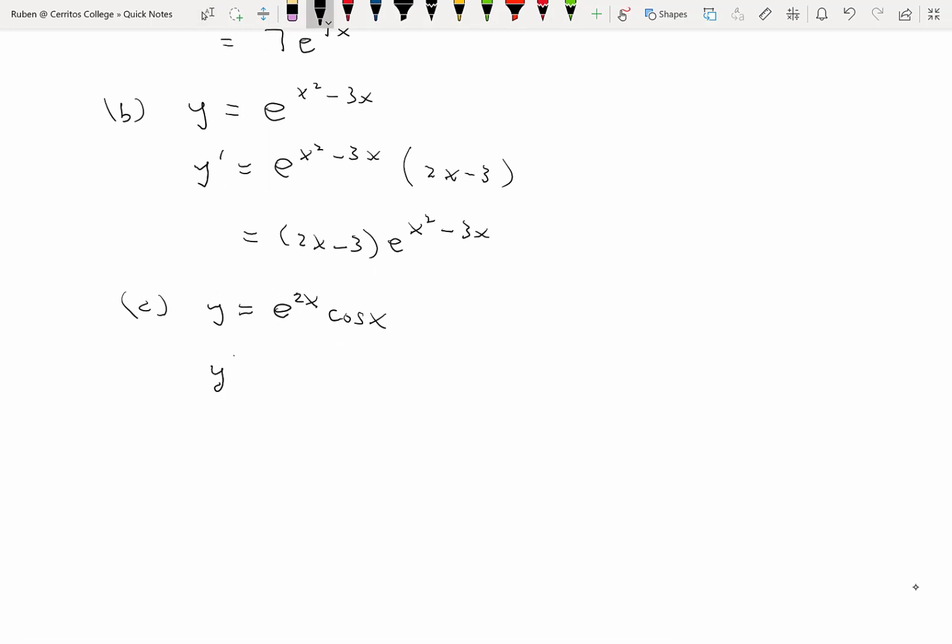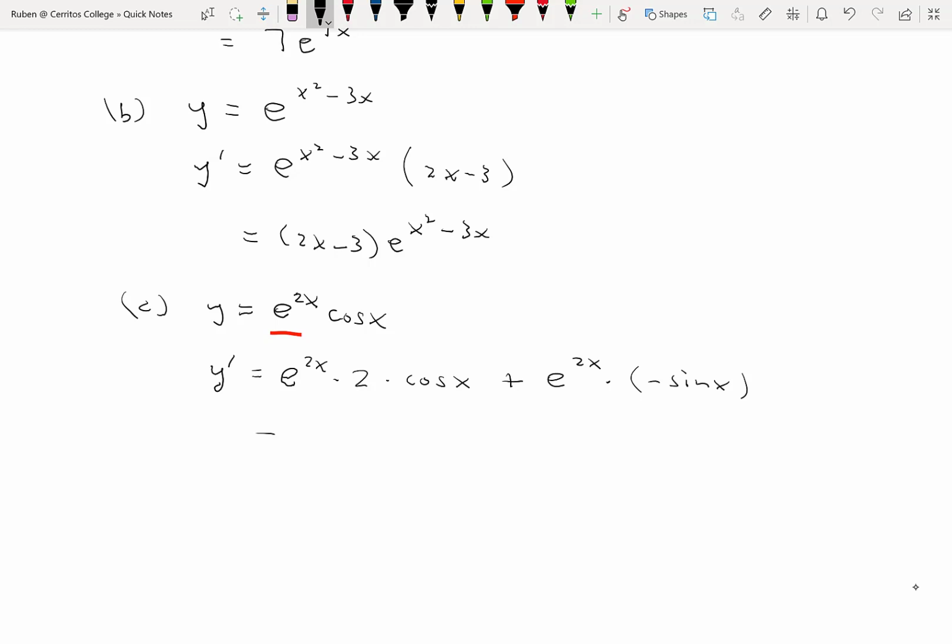So y prime equals the derivative of the first function. The first function is e to the 2x. So the derivative of e to the 2x is that same thing back. The chain rule says I have to multiply by the derivative of the inside. So derivative of the first, times the second function left alone, plus the first function left alone, e to the 2x, times the derivative of the second function. Derivative of cosine is negative sine.